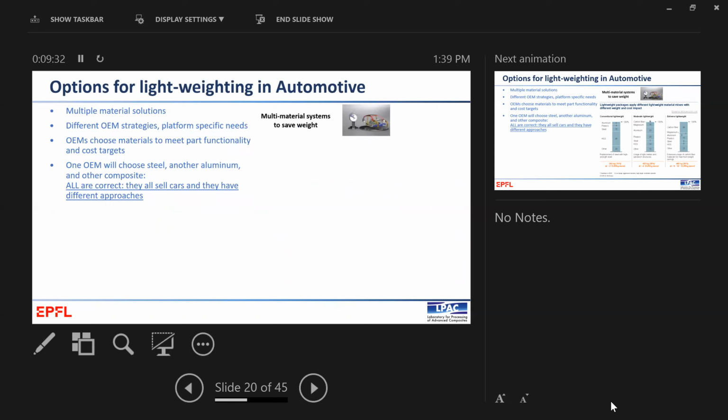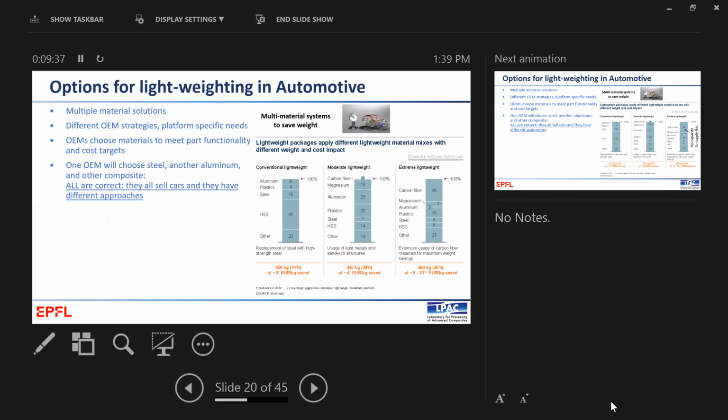But if you speak to automotive companies about saving weight, they all have different strategies. Some say aluminium is really great, some say high-strength steel, and basically they're all correct because their aim is to save weight. So you can have more than one correct solution. You can both be right.